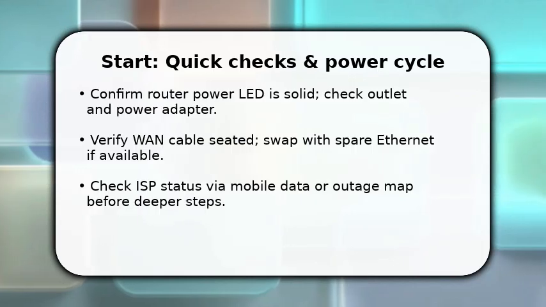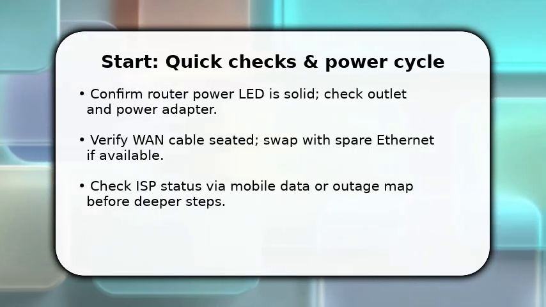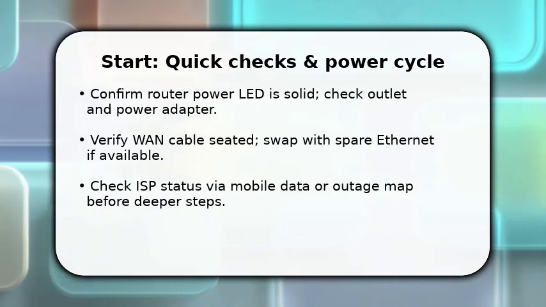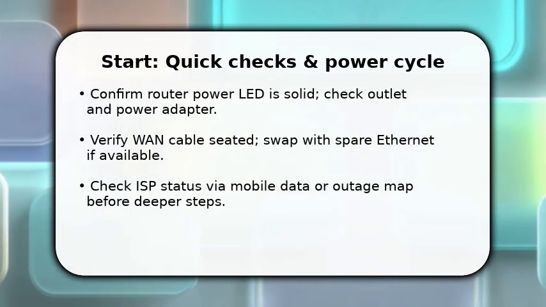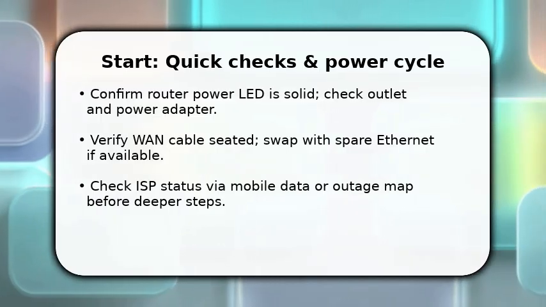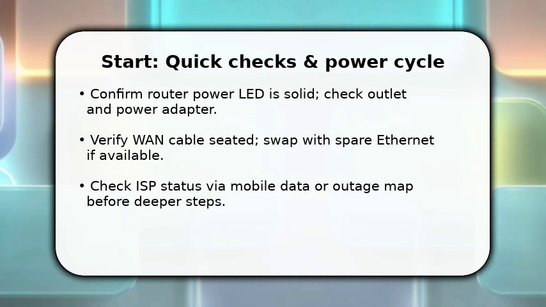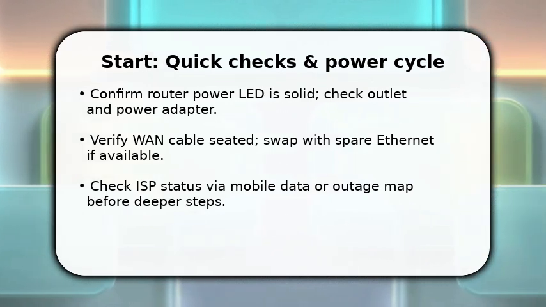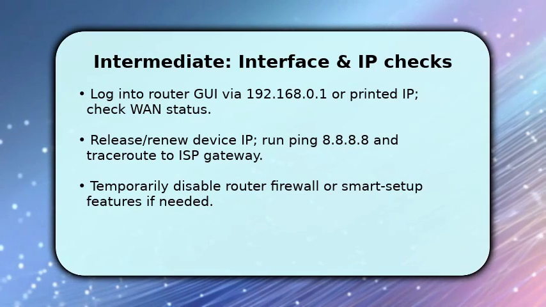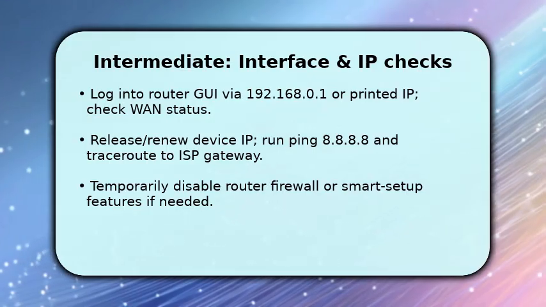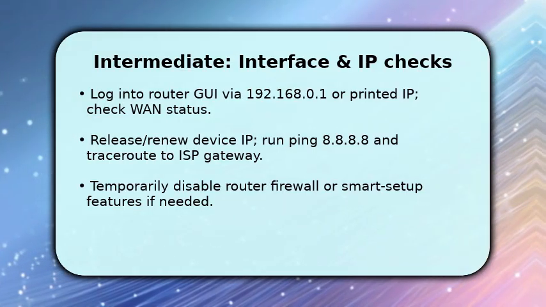You should also inspect the WAN cable connection and, if possible, swap in a known good Ethernet cable to rule out a bad cord. Make sure to verify ISP outage status on your phone so you know whether the problem is local or upstream. You log into the router's web interface using the local IP shown on the label, then navigate to the WAN status page to see if you have a public IP or link errors.